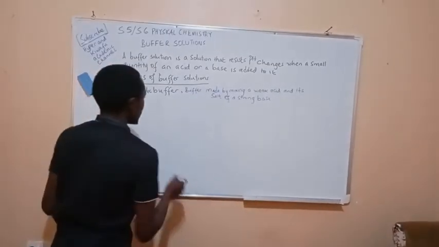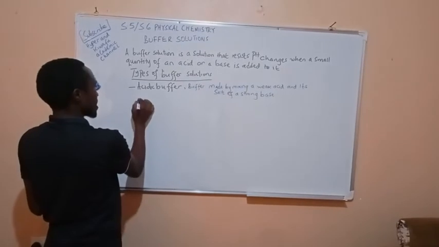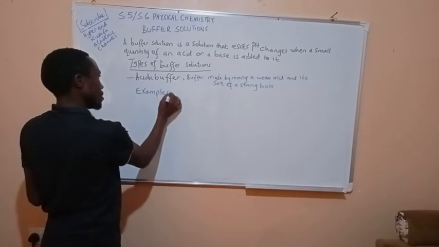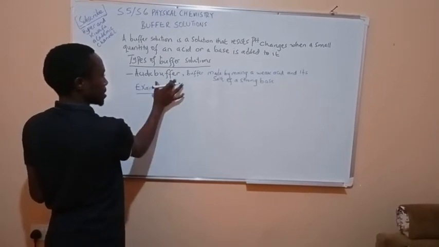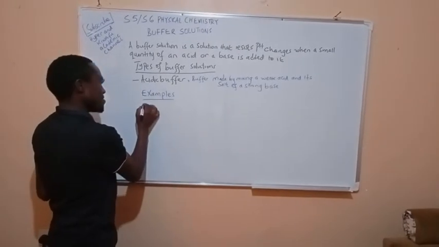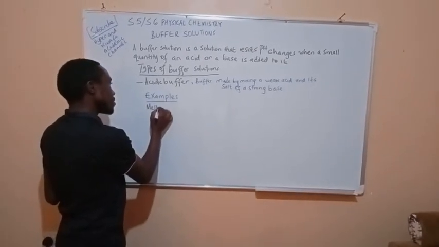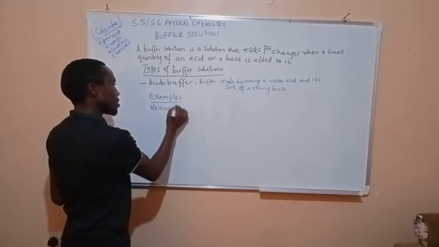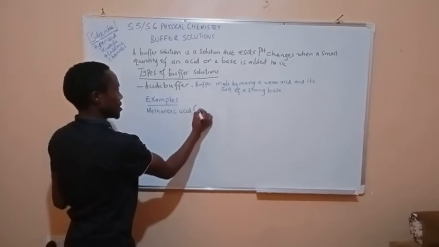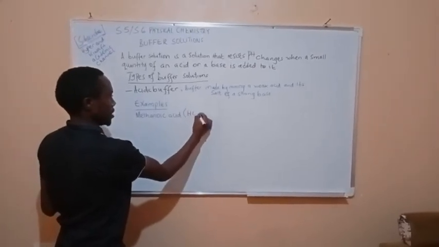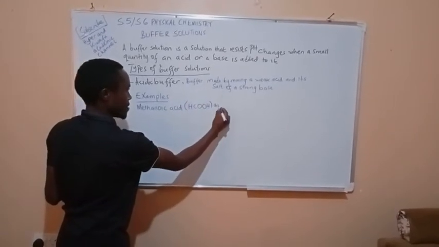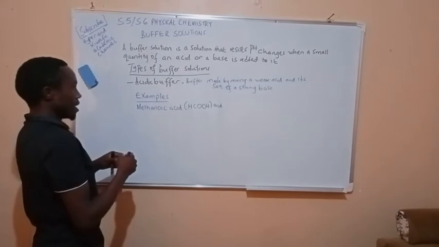For example, I'm giving examples of acidic buffers. We have a weak acid like methanoic acid. Methanoic acid is HCOOH, and that is a weak acid.